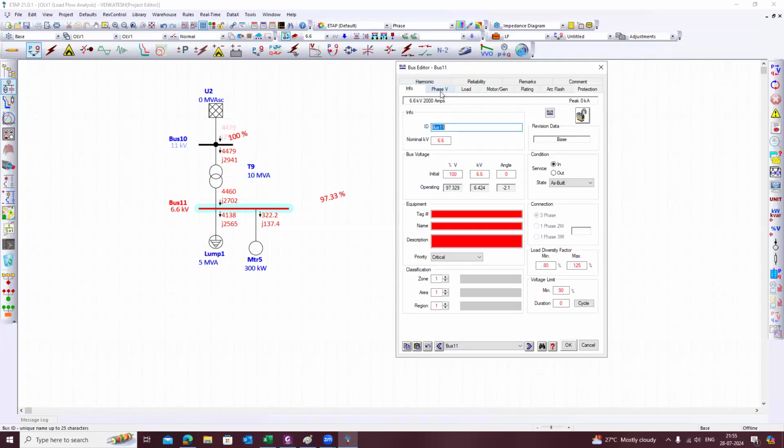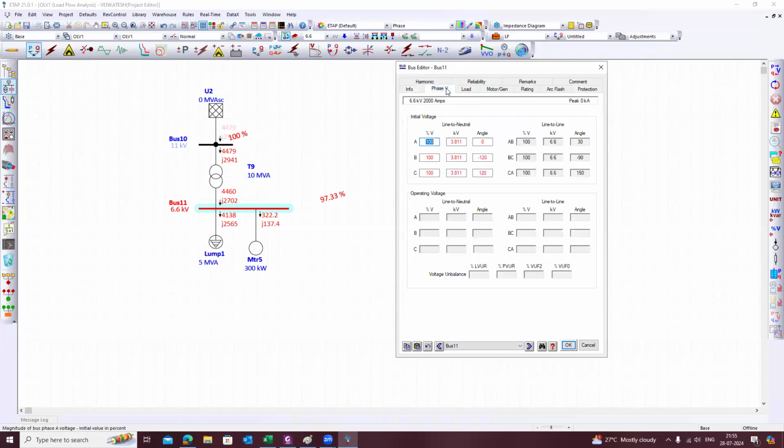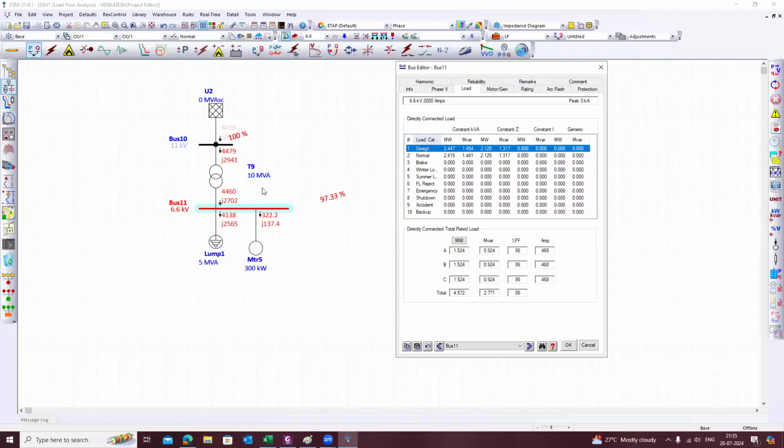So coming to the bus, one is the nominal kV, which is important. Once you give the voltage here, the phase voltage will be updated automatically. And the second is the load, whatever loads are connected at this bus. That will be updated under the section of the load. So here, remember, the lump load and the static loads will be updated.